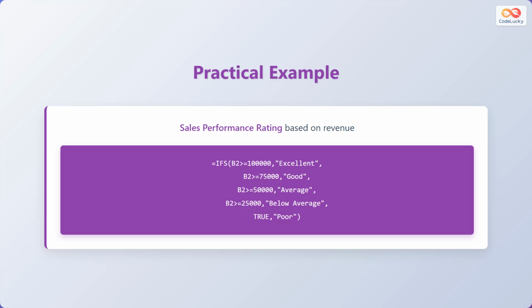Let's consider a practical example. Suppose you want to rate sales performance based on revenue. You can use the IFS function like this. =IFS(B2>=100000, "Excellent", B2>=75000, "Good", B2>=50000, "Average", B2>=25000, "Below average", TRUE, "Poor"). This formula checks the sales revenue in cell B2 and assigns a performance rating accordingly.